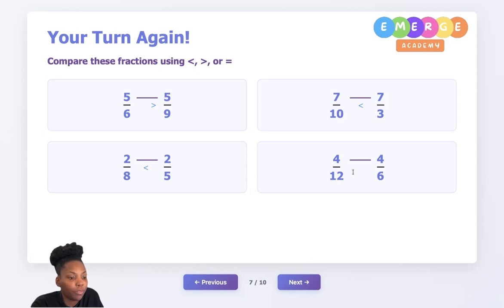And finally, 4/12 compared to 4/6, we can see again that our numerators are the same. So let's have a look at our denominators. We can see that this one here is the smaller denominator. So that tells us that this fraction as a whole is the biggest fraction out of the two. So we can then say that 4/12 is less than 4/6.